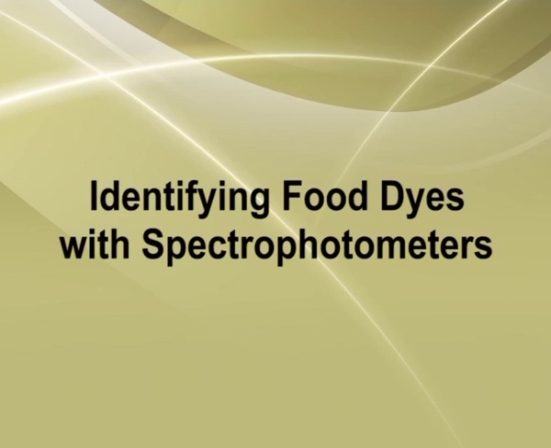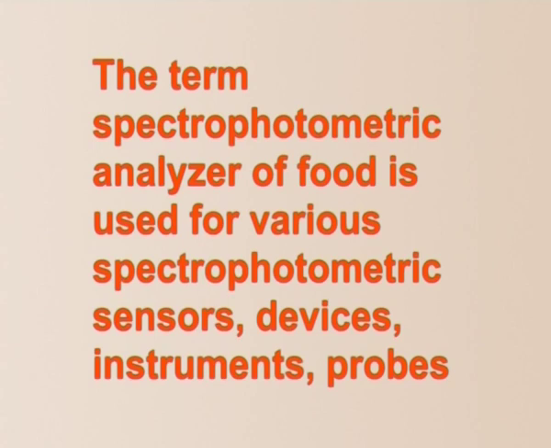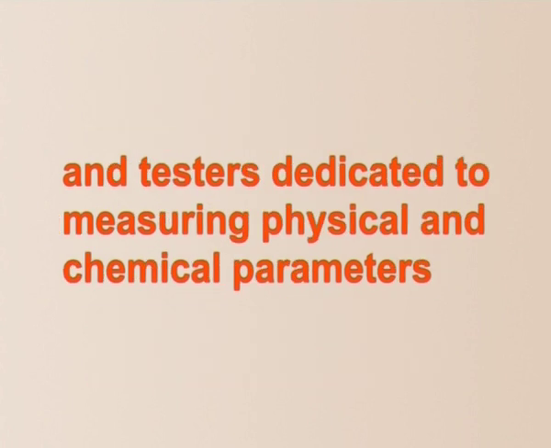First one, identifying food dyes with spectrophotometers. The term spectrophotometric analyzer of food is used for various spectrophotometric sensors, devices, instruments, probes and testers dedicated to measuring physical and chemical parameters, characterizing ingredients in food products and beverages.